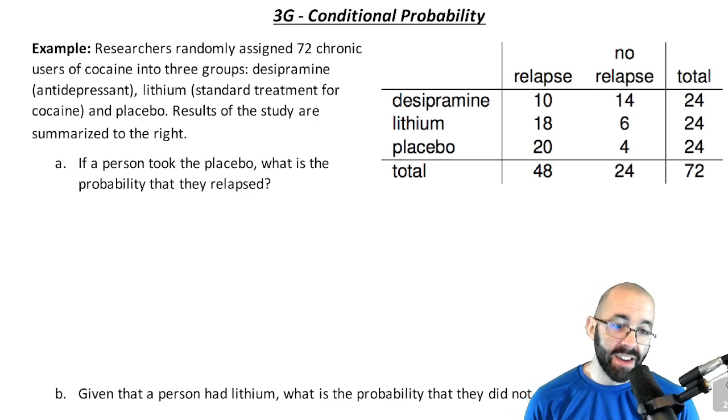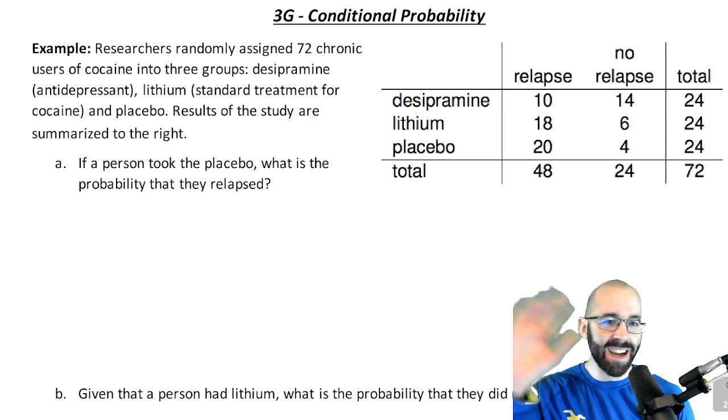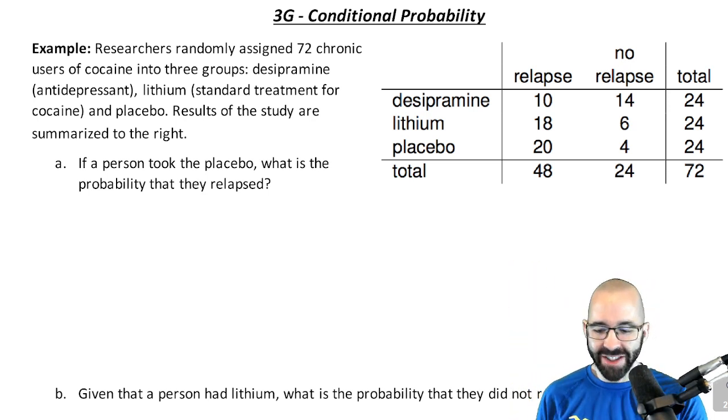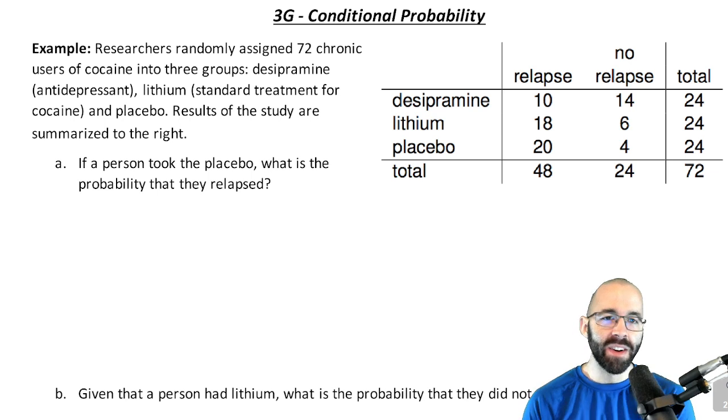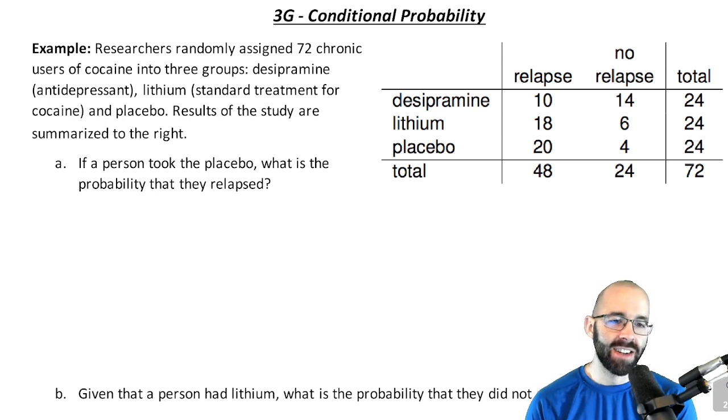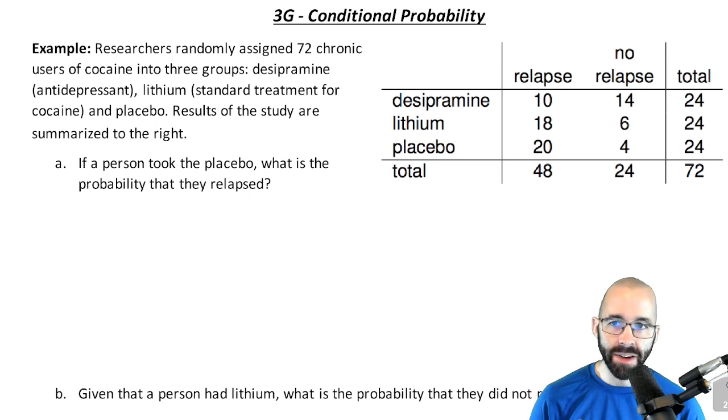Well, if you're sick of the jelly bean example, don't worry. We're going back to the cocaine example. We got two examples this whole section. We're just reusing the heck out of them. So remember that we had a table here that showed the treatment that recovering cocaine users were receiving and whether they relapsed or not.